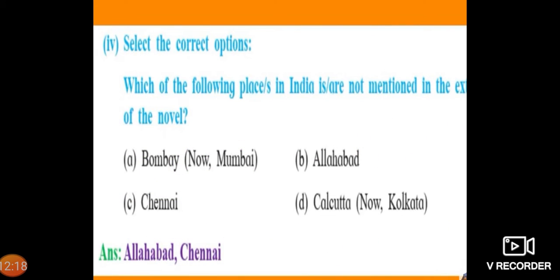Fourth one, select the correct options. Which of the following places in India is not mentioned in the extract of the novel? Bombay, now it is Mumbai; Allahabad; Chennai; Calcutta, now it is Kolkata. So it is Allahabad and Chennai.